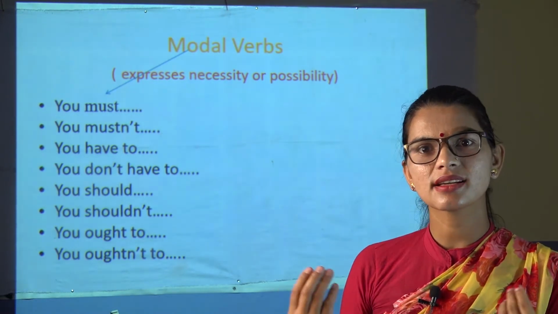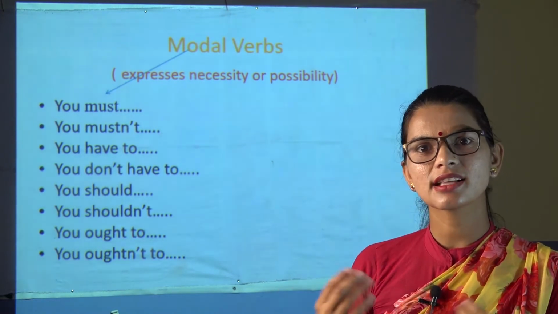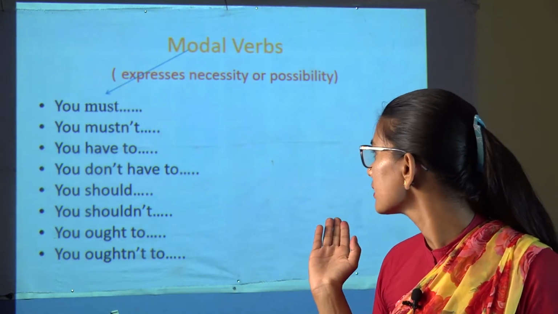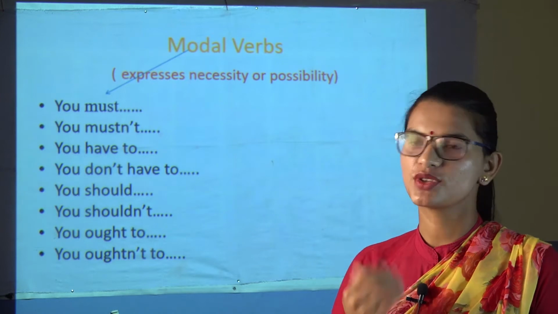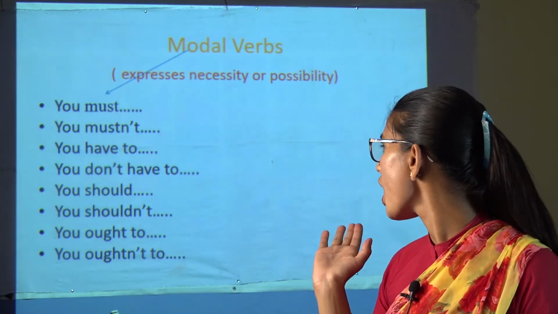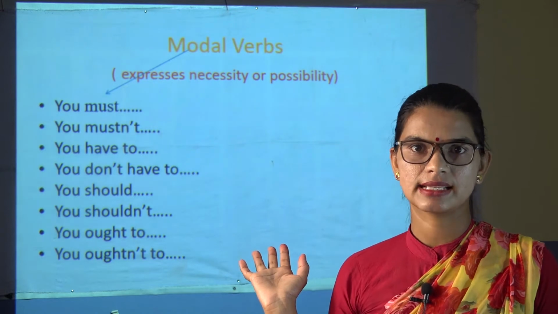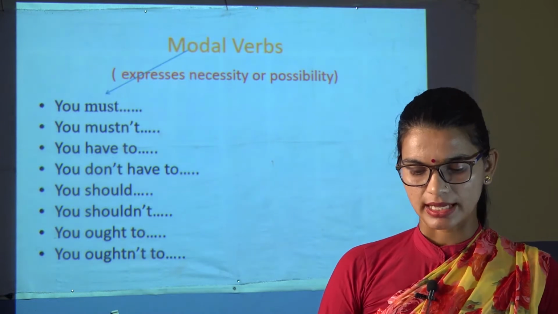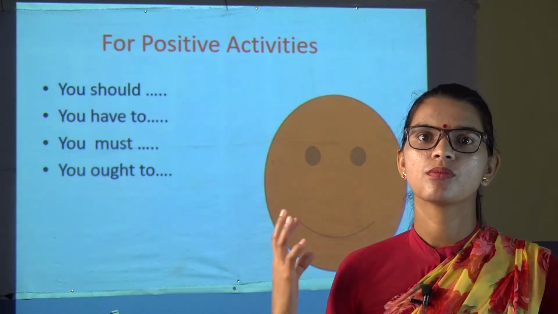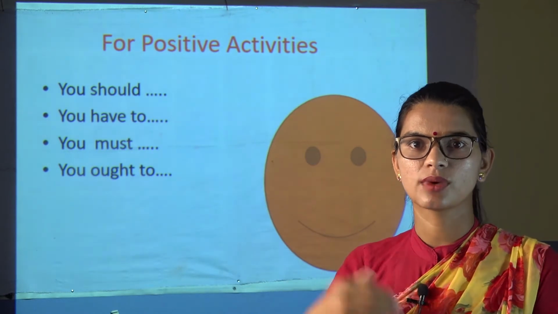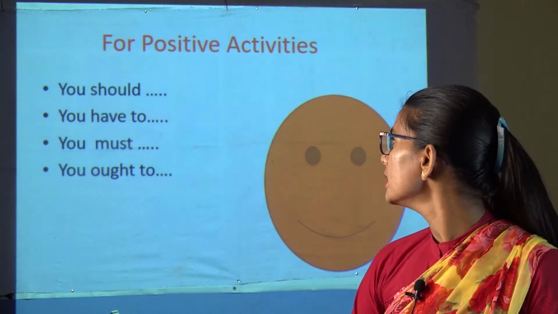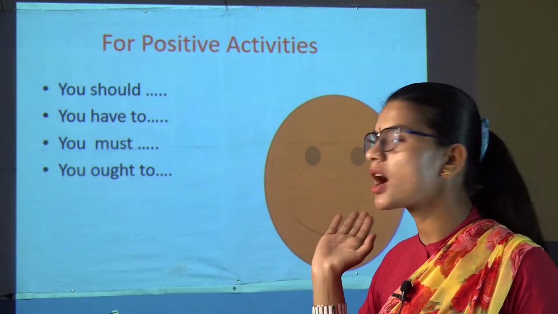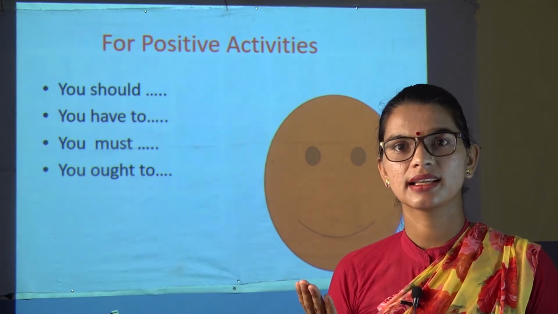What are the auxiliaries or modal verbs then? They are must not, have to, don't have to, should not, ought to, ought not to, etc. We call them modal verbs. To describe positive activities, we use should, you have to, you must, you ought to, you need to, etc.